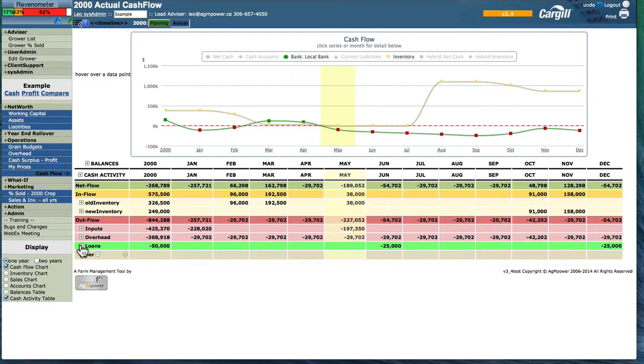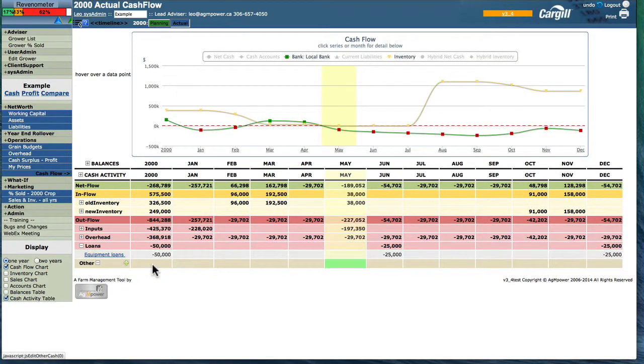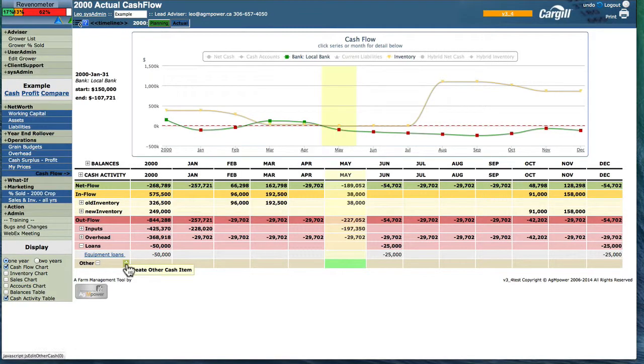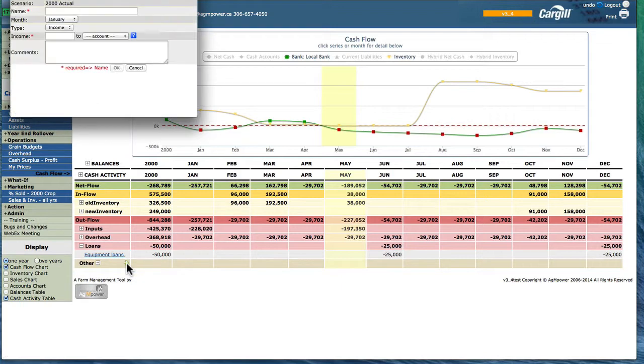Loans are a little different, in that payments are controlled from within the loan. If you set up the loan correctly, dates won't have to be changed. Other cash items, a crop insurance payment, or maybe a transfer from your bank account to a line of credit.